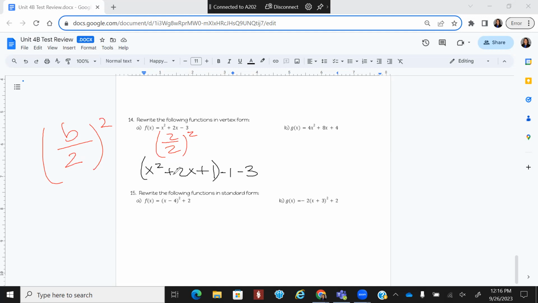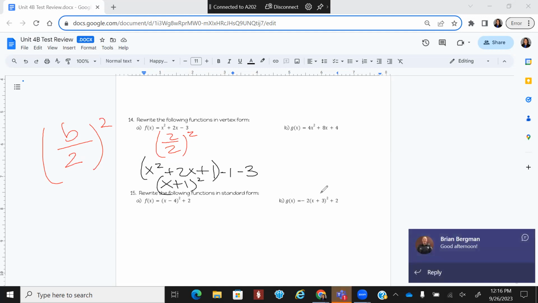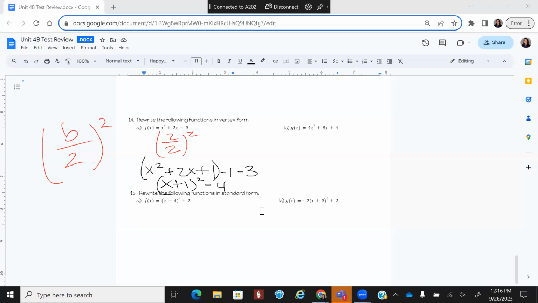You understand? Okay. Now you're going to factor. And so this is going to be x plus 1 squared. And then -1 minus 3. So looking at this, we got x plus 1 squared minus 4. The vertex on here is -1, -4.